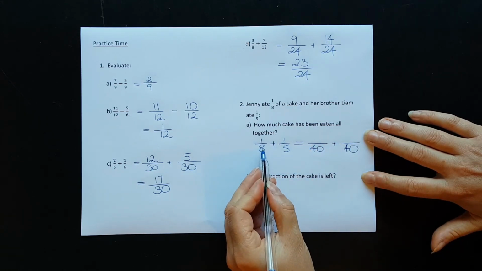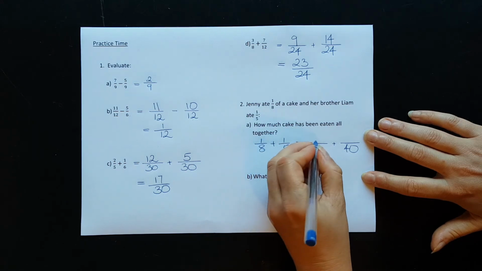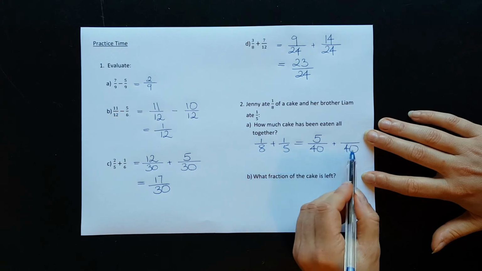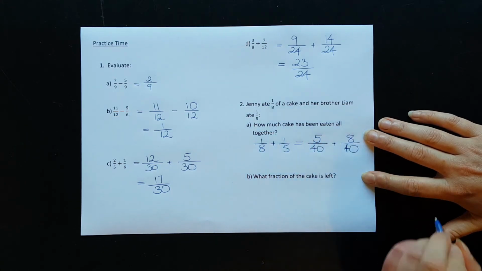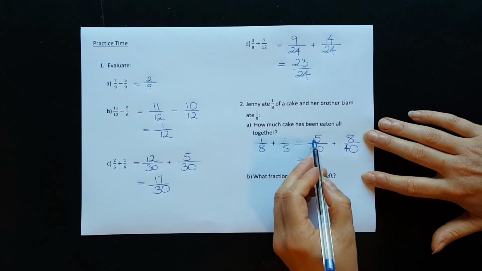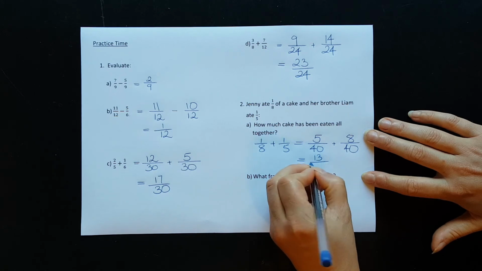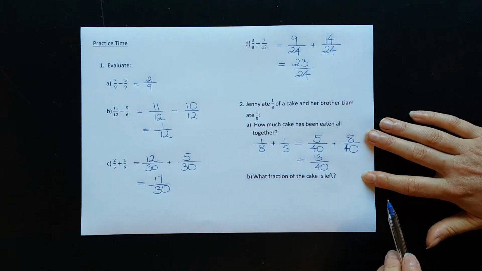So this fraction needs to be multiplied by 5. So 1 times 5 is 5. This fraction has been multiplied by 8 to get to 40. 1 times 8 is 8. Adding together, 5 plus 8 is equal to 13 out of 40. That's the fraction that has been eaten.